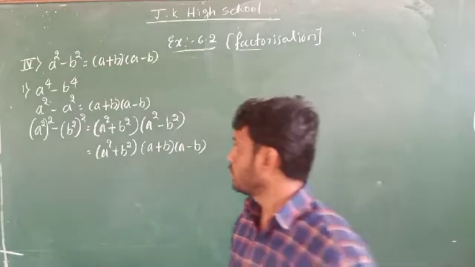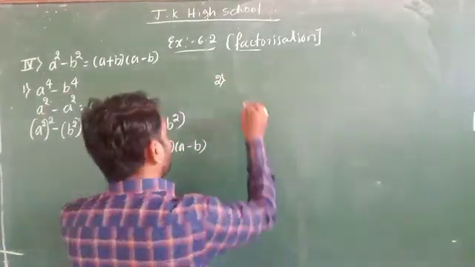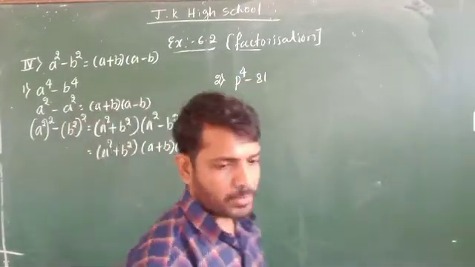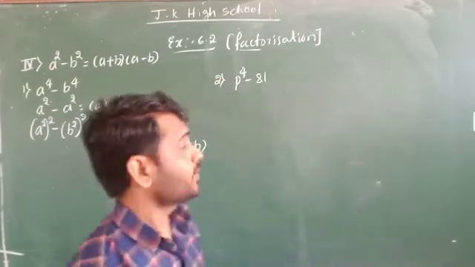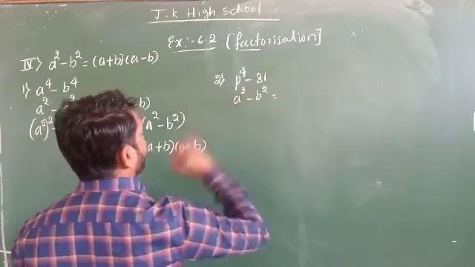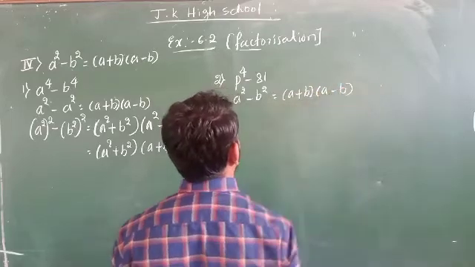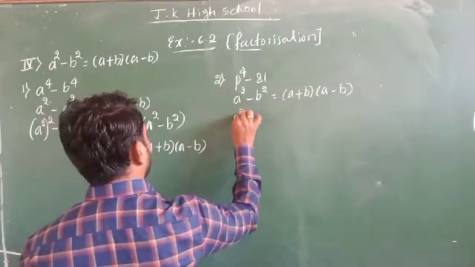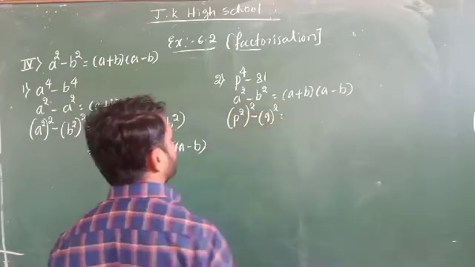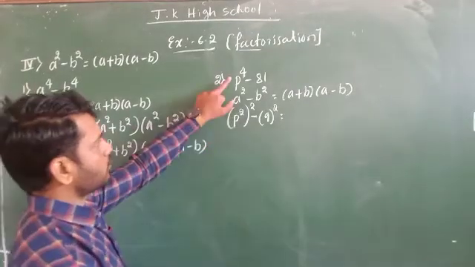Question number 2, I'll solve it. p to the power 4 minus 81. What is the formula? a square minus b square is equal to (a plus b) into (a minus b). How to write p to the power 4? (p square) the whole square. 81 means 9 square, correct? 9 nines are 81. So (p square) the whole square means p to the power 4.